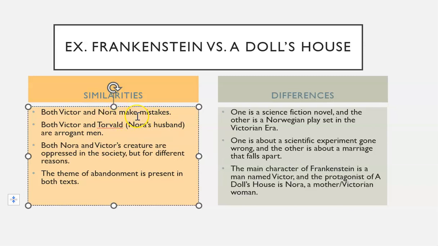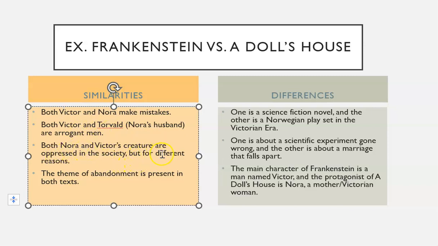Nora can also be viewed as making a fatal mistake. She had good intentions to help her husband, but she committed a crime when she forged her father's signature to get the loan, and now she's being blackmailed, and this threat looms over destroying her husband's reputation and ruining their marriage. Another similarity, both Victor and Torvald, Nora's husband, are very arrogant men. So maybe if you wanted to focus on gender, you could compare the male characters in those two texts.